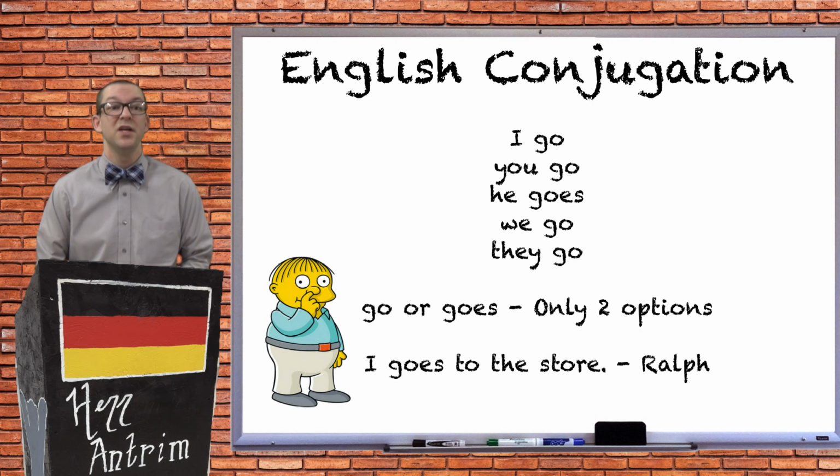Since you're watching this video, I'm going to assume that you speak English well enough to understand how this works in English. There are usually only two forms of a verb in English. For example, I go, you go, he goes, we go, they go. Your options are either go or goes. If you mix them up, people will look at you kind of funny. I goes to the store. You sound like Ralph from The Simpsons.